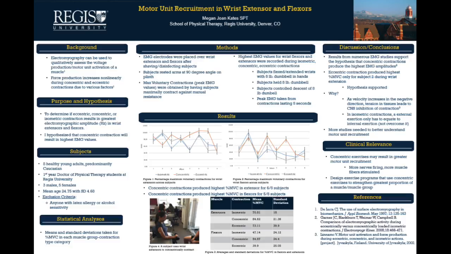Their maximum voluntary contractions were taken by having them flex/extend their hands against manual resistance provided by another student. EMG signals were picked up by electrodes and the resultant voltages were displayed on a computer, which identified the largest peak for us to use as our reference MVC. Peak EMG values for flexors and extensors were then taken during each of the three contraction types.